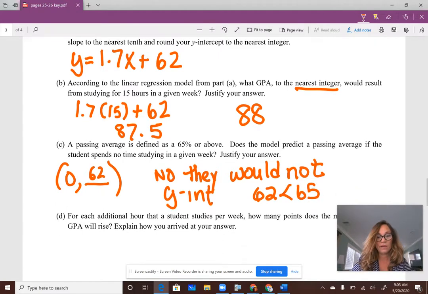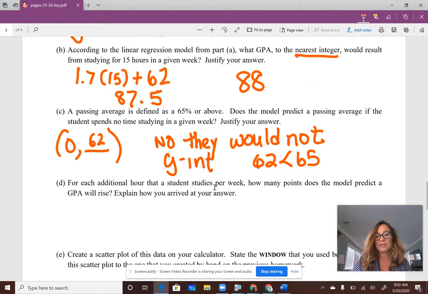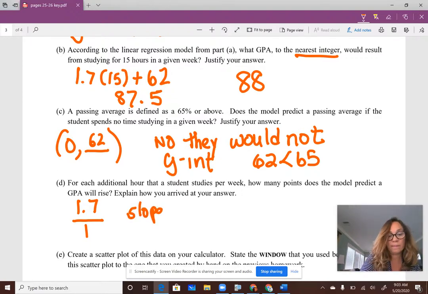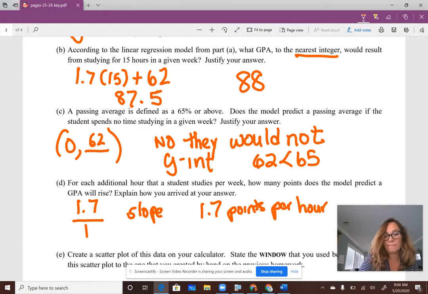Okay. For each additional hour that a student studies per week, how many points does the model predict? Oh, per hour. So that would be slope because remember this 1.7 is really over a 1. So I'm just basically using the slope. So the slope, 1.7 points per hour. Okay. How did I arrive at my answer? I used the slope.